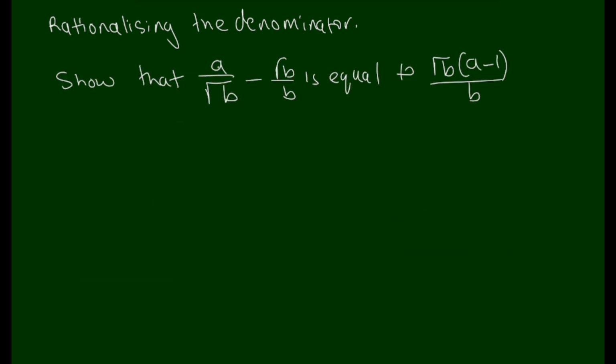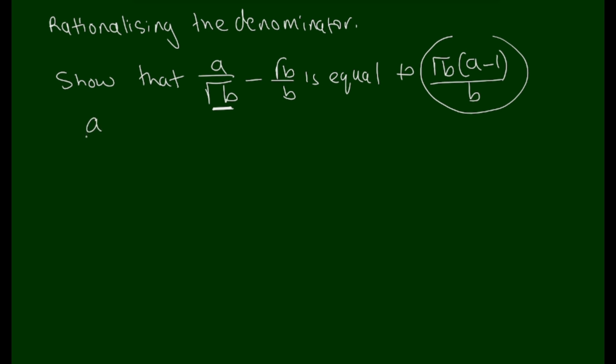This one says, show that a over square root of b minus square root of b over b is equal to this expression. So what do we do here? We're dealing with fractions here, okay? So we can change this irrational denominator into a rational number, okay? So how do we do that? We have to multiply by square root of b.